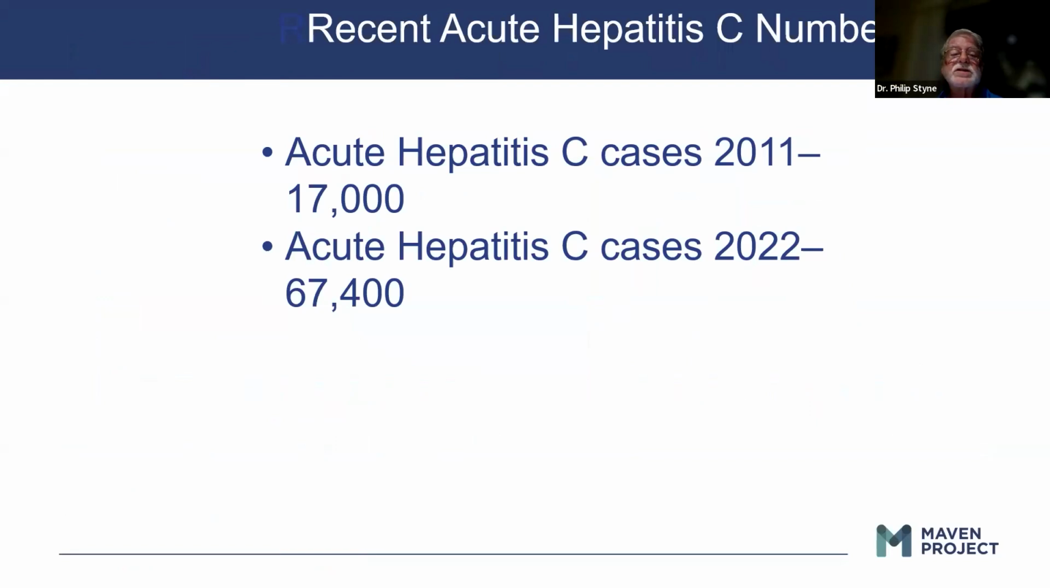This sort of bears this out. Acute cases in 2011, 17,000. Acute cases in 2022, almost 68,000. That is this spike that we're seeing. Next slide.